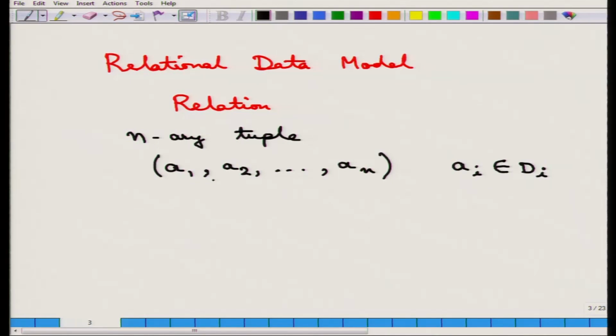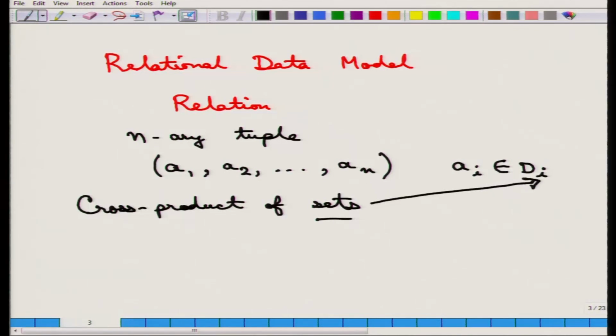So a relation is an n-ary tuple, so it essentially has n attributes. Each attribute Ai comes from a domain Di, and a particular relation is formed of A1 to AN. So a relation is a subset of the cross product of the sets Di. These sets correspond to this Di. So this is the cross product of sets.